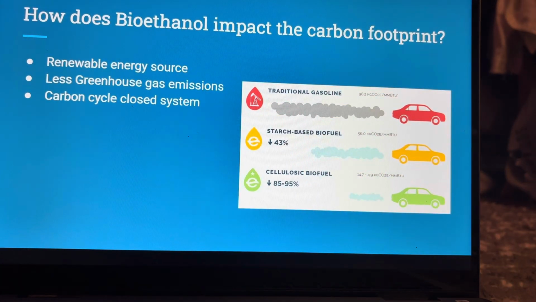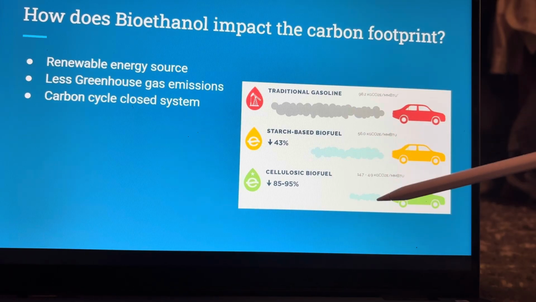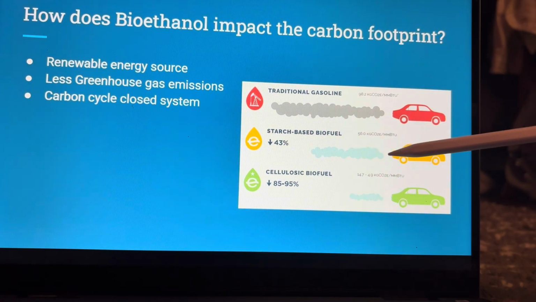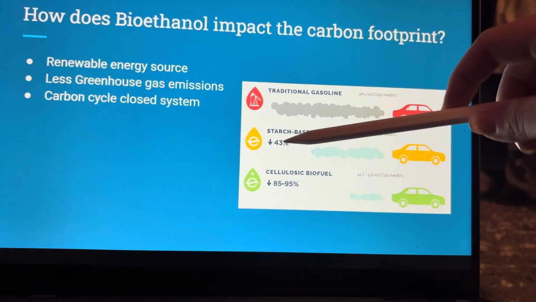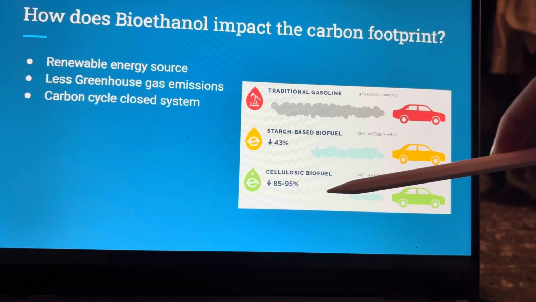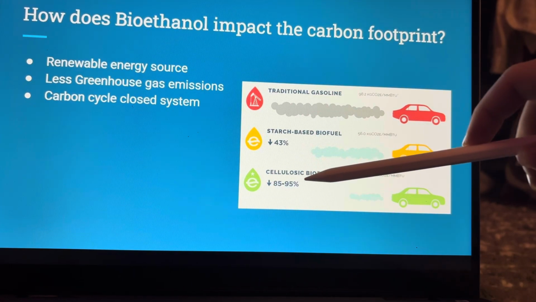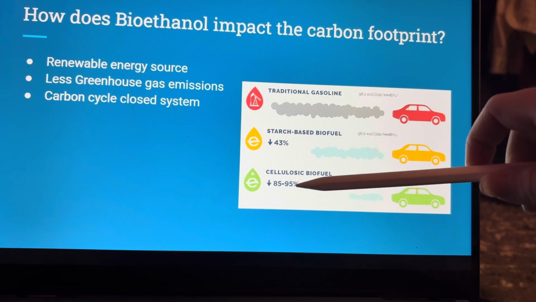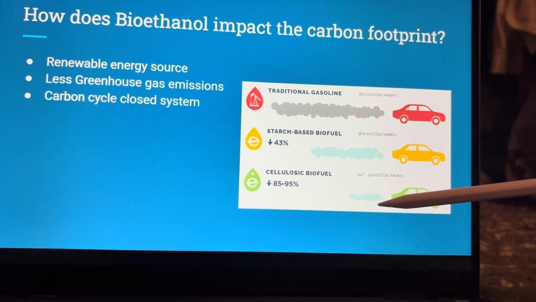So how does bioethanol impact the carbon footprint? So this is the carbon emission from traditional gasoline. You see it's much larger than these two, which are from bioethanol. So this starch-based bioethanol is producing about 40% less carbon than traditional gasoline, whereas the cellulose ethanol production is down actually 90% or more of carbon emission.